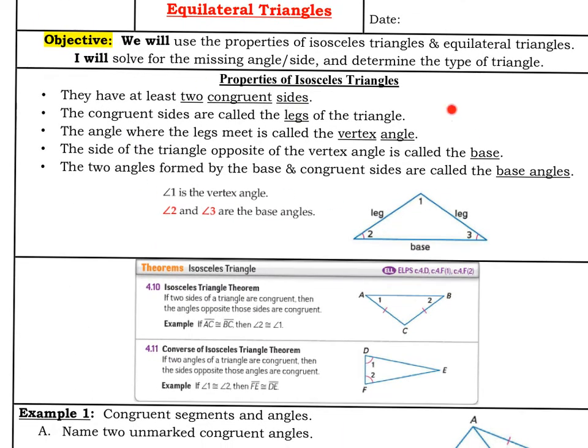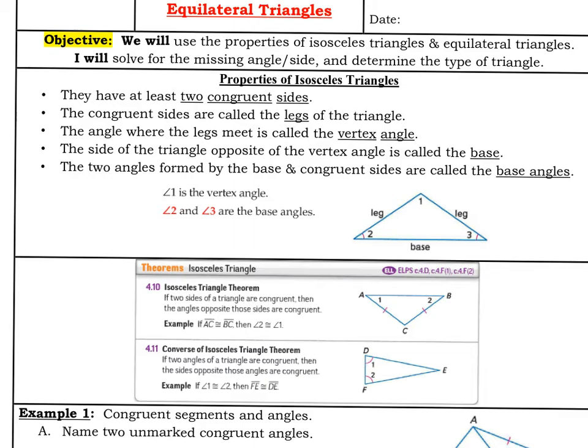So up at the top here I have the properties of isosceles triangles. You already know that isosceles triangles have two congruent sides, and so those sides are going to be called the legs of your isosceles triangle. So look at this picture, leg, leg. The third side is going to be called the base. And the base is going to be the side opposite of the angle at the top. That's going to be called your vertex angle.